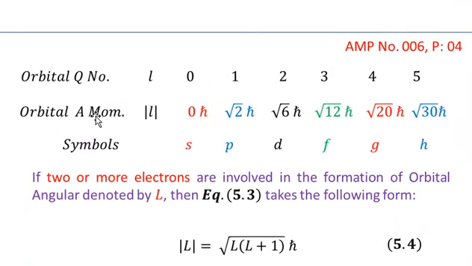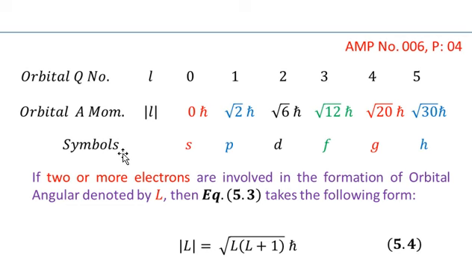So the magnitude of the orbital angular momentum, represented by the mod of L, has a value equal to 0 times h bar, square root of 2 times h bar, square root of 6 times h bar, square root of 12 times h bar, square root of 20 times h bar, square root of 30 times h bar. So these are the values of the magnitude of the orbital angular momentum.